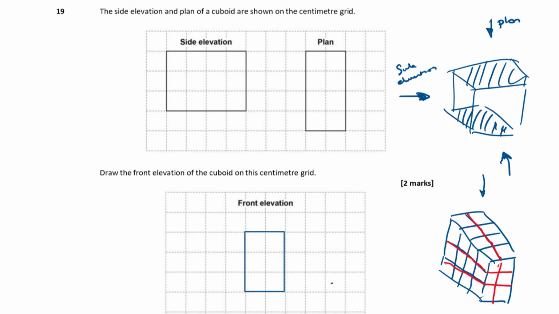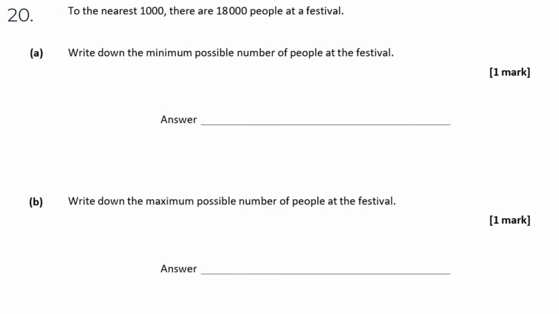Okay, so a 2 by 3 rectangle. To the nearest 1,000, there are 18,000 people at a festival. Part A says write down the minimum possible number of people at the festival.